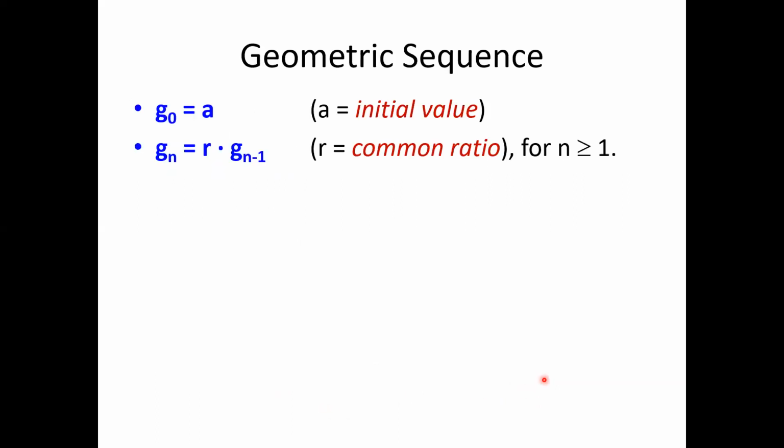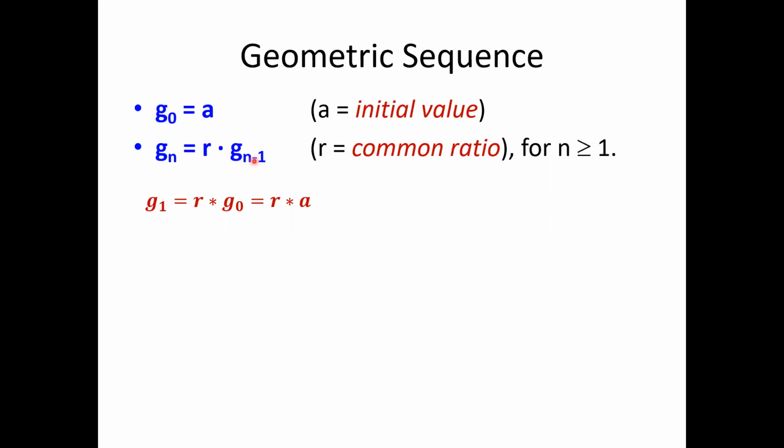Okay, some famous sequences. Geometric sequence. You define famous recurrence relations. A geometric sequence is a recurrence relation where you define the first term, and you define every next term as some constant ratio times the previous one.